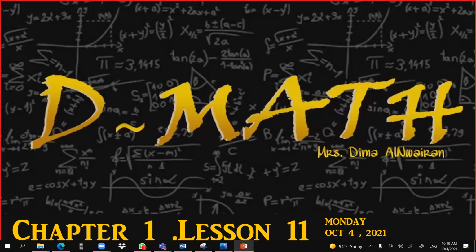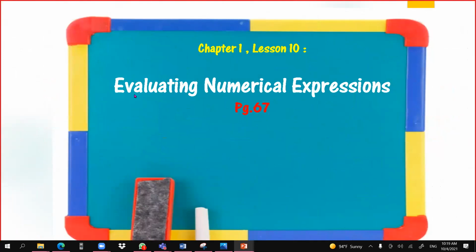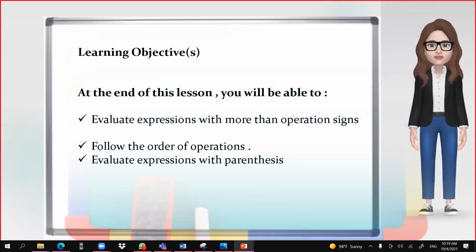As we said yesterday in lesson 7, which was talking about evaluating numerical expressions. Now, all of you, please open your book to page 67, evaluating numerical expressions. As we said yesterday, at the end of this lesson, you will be able to evaluate expressions with more than one operation sign.